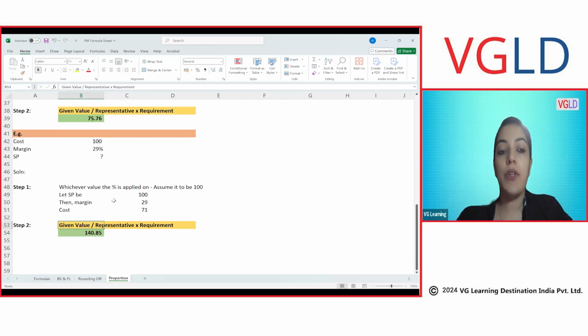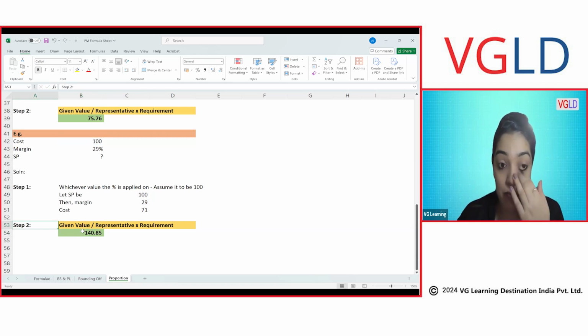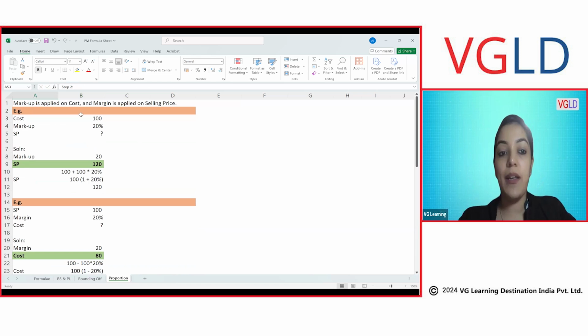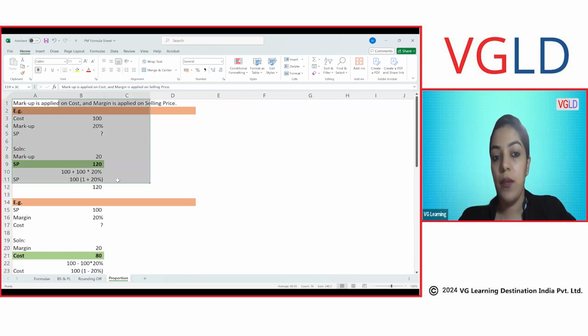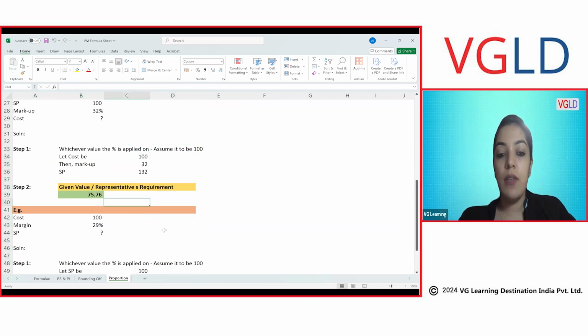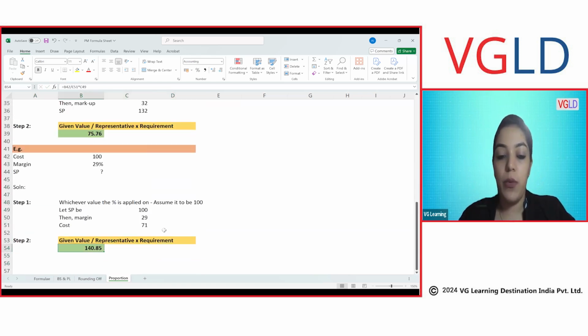Okay, so yes, all of you are right. The answer is 140.85. This sheet is very, very important. It will come in handy to you in a lot of cases. So please make sure you are clear with this concept of given value by representative multiplied with the requirement. Okay. Now on that note, let's come back to our slides.